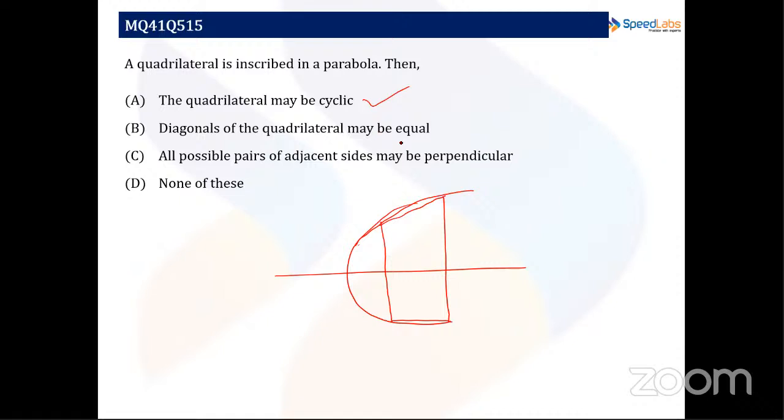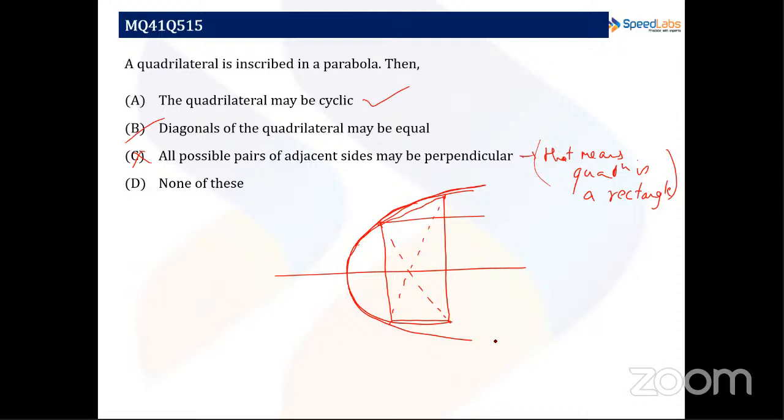Diagonals of the quadrilateral may be equal. If it is an isosceles trapezium, then they can be equal. B is also a correct case. All possible pairs of adjacent sides may be perpendicular. That means the quadrilateral is a rectangle. But drawing a rectangle in a parabola is not feasible and not possible. So this is not the case. How can you draw a rectangle in a parabola? Because the parabola does not have that shape that you can draw a perpendicular quadrilateral in it. So C is not the option. Our answers are A and B. Okay, so this is a general type of question.